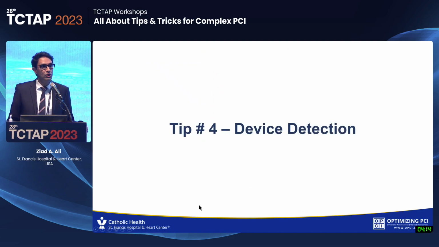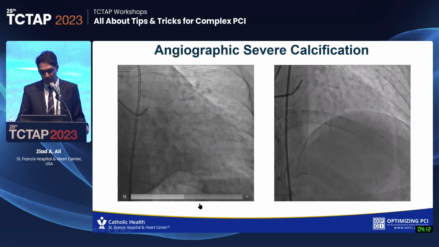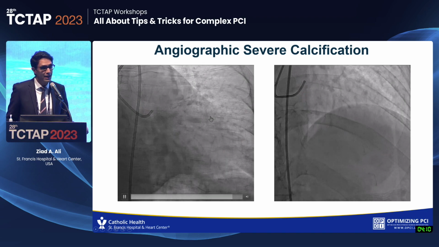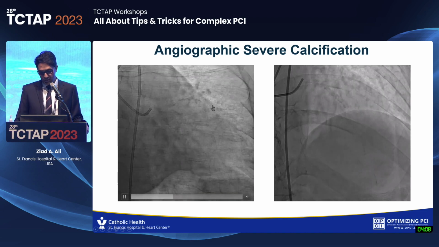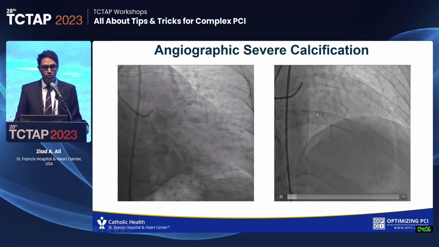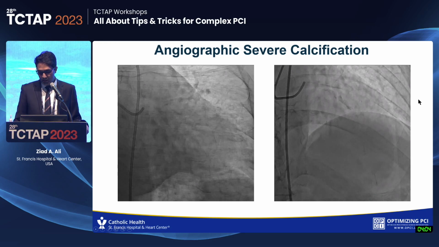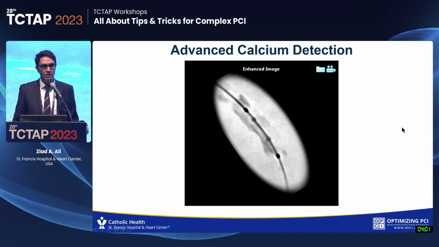Tip number 4 is to use your advanced fluoroscopy. This is how we conventionally look at calcium. Calcium that's on both sides of the arteries is considered to be severe. This is the state of the art for calcium detection. Most of you have it in your lab, most of you never turn it on. This is device detection by Philips. You can see very clearly where there's overlap of the calcium.